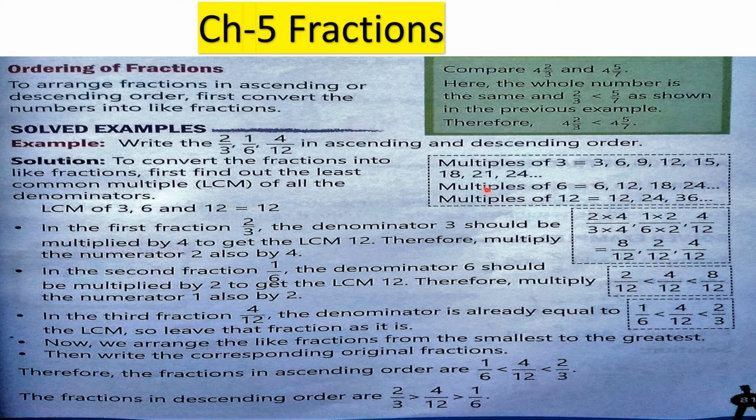So first of all, we have to write the multiples of 3, 6 and 12, because 3, 6 and 12 is a what? It's a denominator. So we have to write the multiples. So 3, 6, 9, 12, 15, 18, 21 and 24.